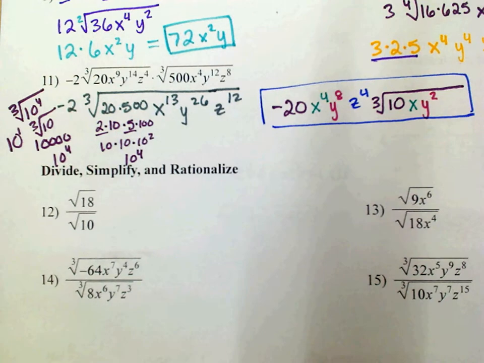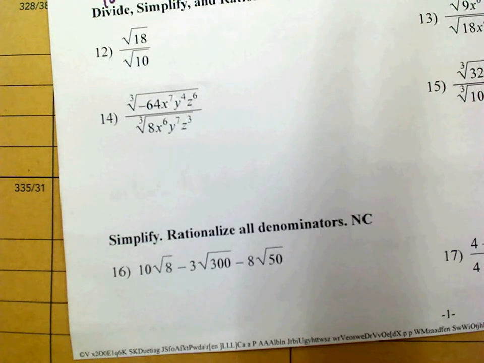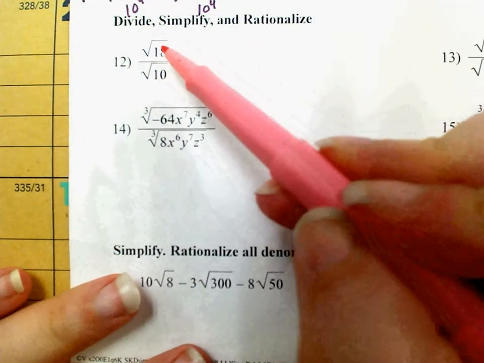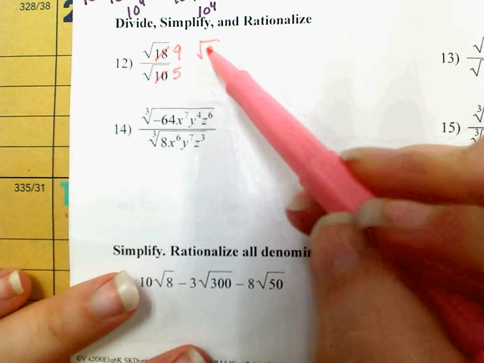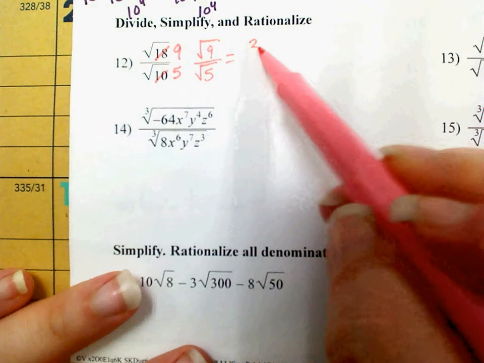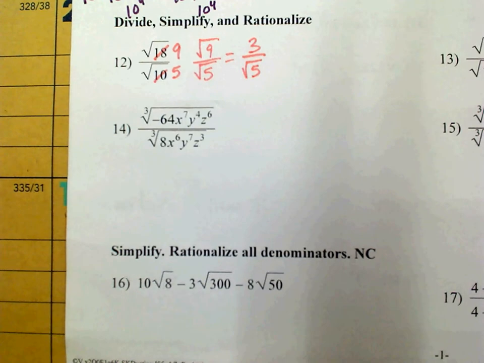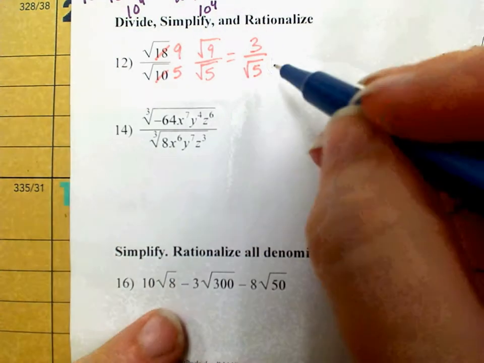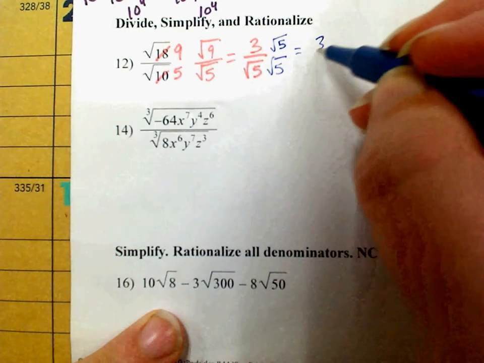Okay, on the next one it says divide, simplify, and rationalize. So they're both underneath the square root, which means I can divide them. 18 and 10 both divide by 2, so I'm going to go ahead and write 9 and 5. So I've got the square root of 9 over the square root of 5. The square root of 9 is 3, and the square root of 5 is just square root of 5, but it does say to rationalize. So I need to multiply top and bottom by the square root in the denominator, which leaves me with 3 square roots of 5 over 5.